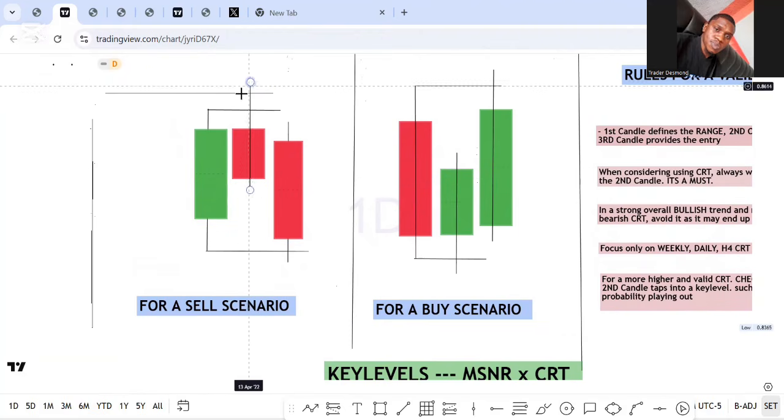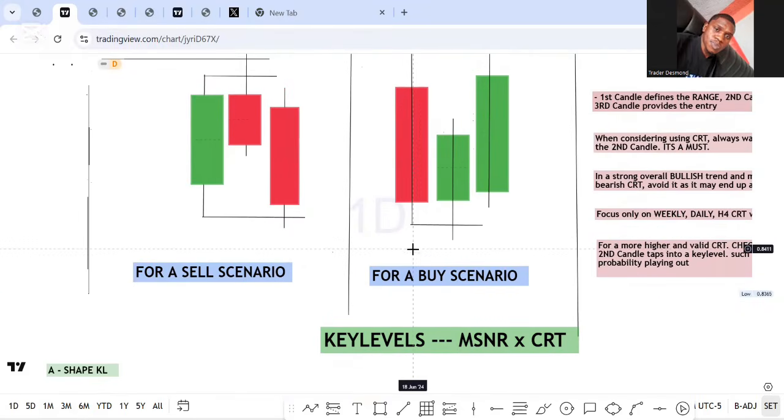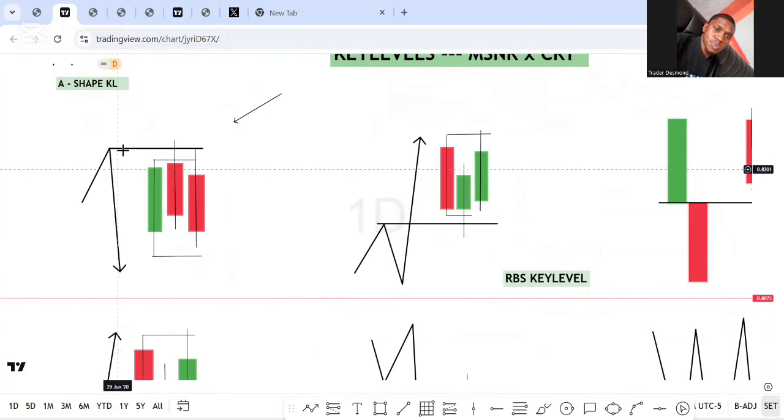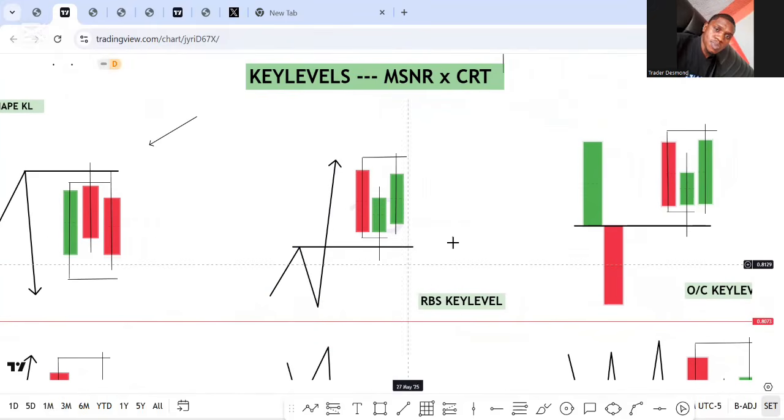In this CRT, the second candle has to touch a key level. It's very important, right? Even on the buy, the second candle has to touch a key level. And you can see a couple of examples with key levels, right? This is a shaped key level. You see, this is a CRT formed, and the second candle touches a key level after sweeping the first candle that created the range. These are very, very important criteria you need to focus on. You see this type of key level.